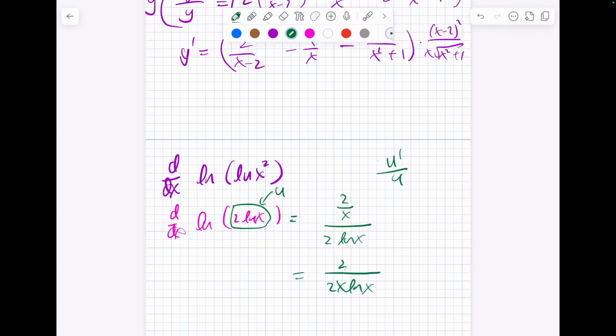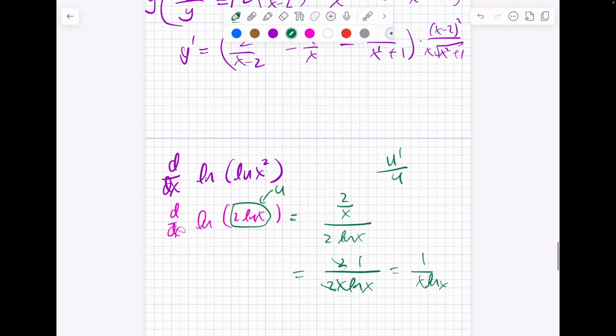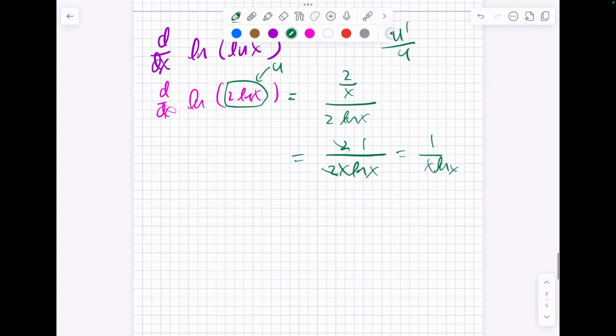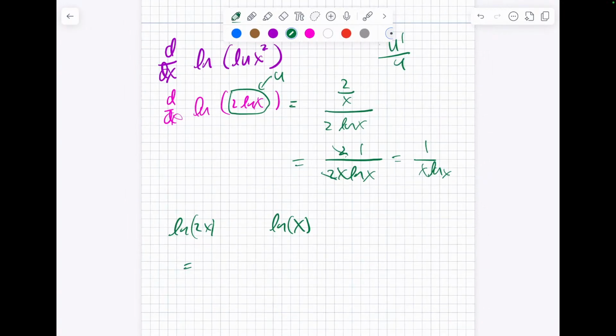2x ln of x. This cancels out as 1. 1 over x ln of x. Oh, by the way, I'll ask you a quick question. Do you know why the derivative of natural log of 2x and the derivative of natural log of x are the same? Think about it. If I take this, it's going to be 2 over 2x, right? And this is 1 over x. Why are they the same?